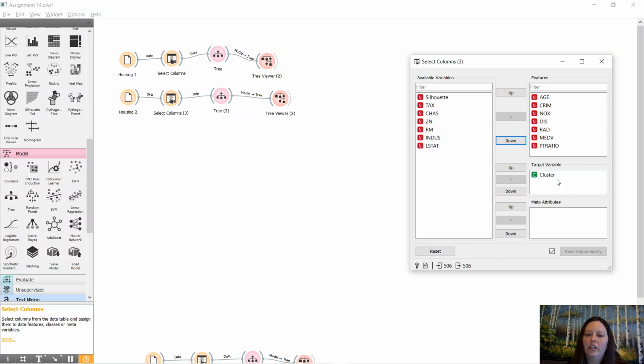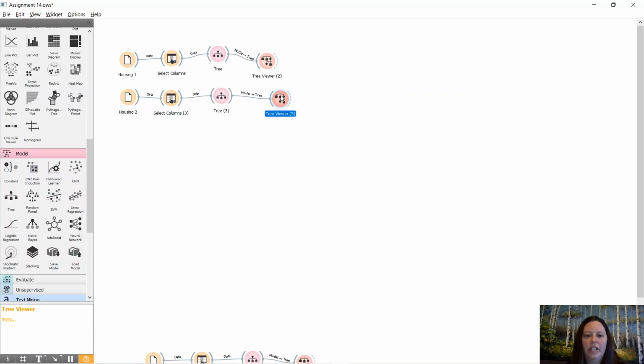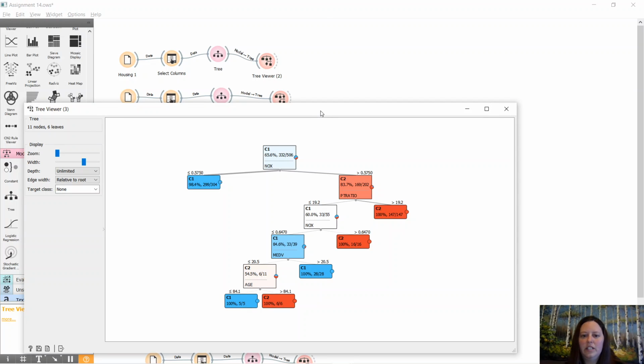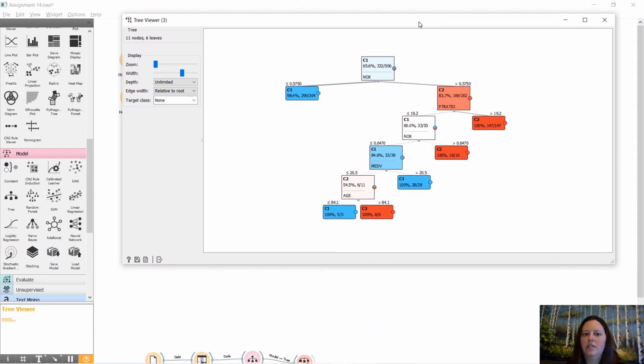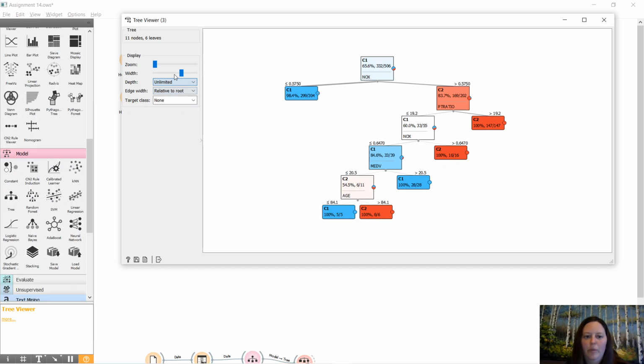Our target variable is going to be the cluster. We put it in the tree. These have pretty few parts to them, but we can make that smaller yet. This is a pretty good sized decision tree. We can see the different sections. It doesn't take very long. I noticed that the depth over here is unlimited, so if I change it to 4 levels, it quickly makes the tree a lot smaller. But we can continue with the unlimited to begin with.